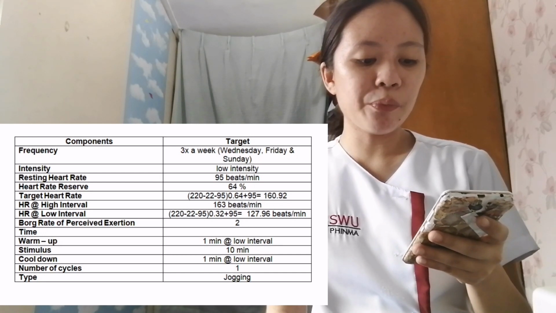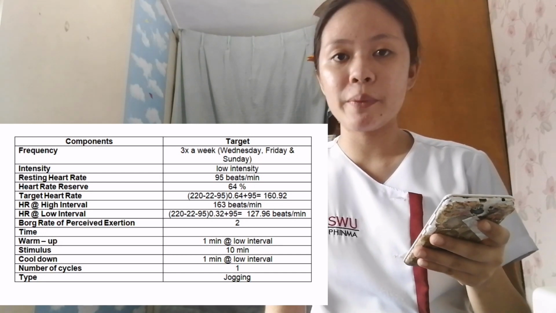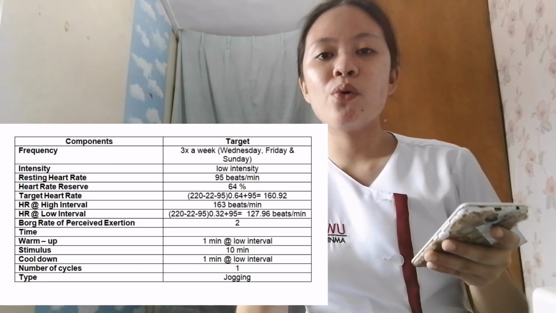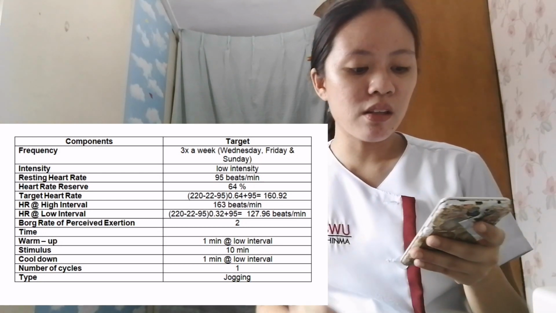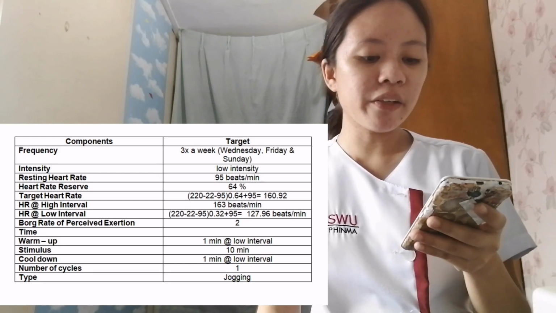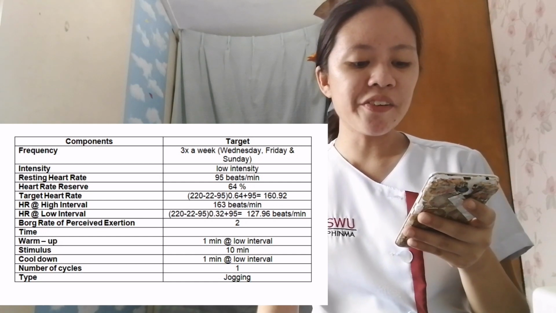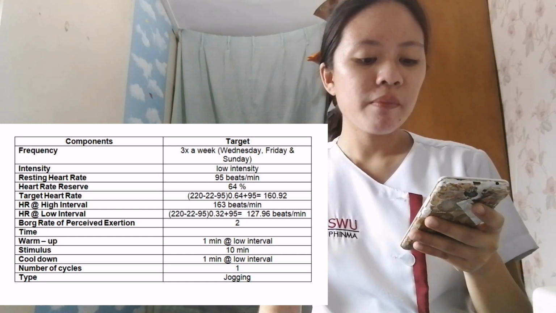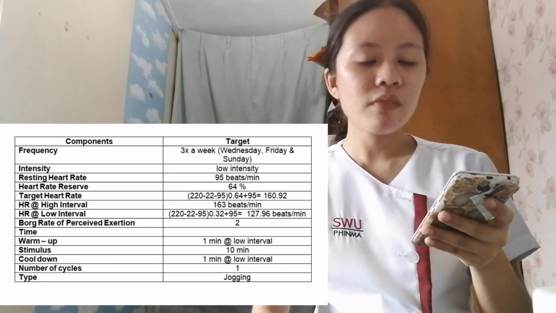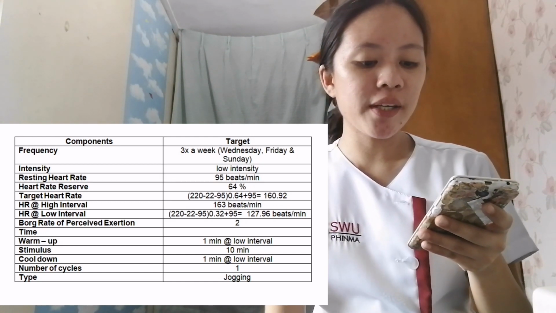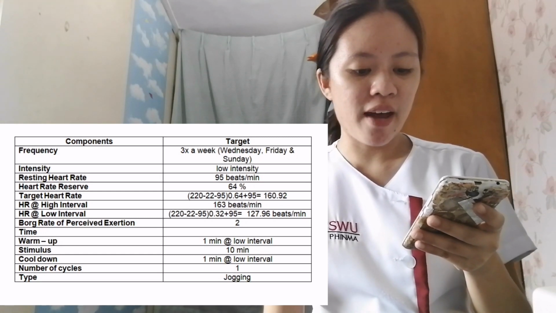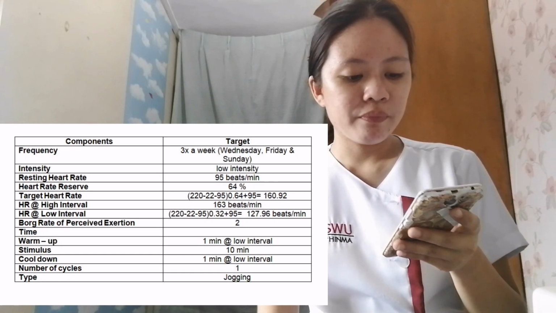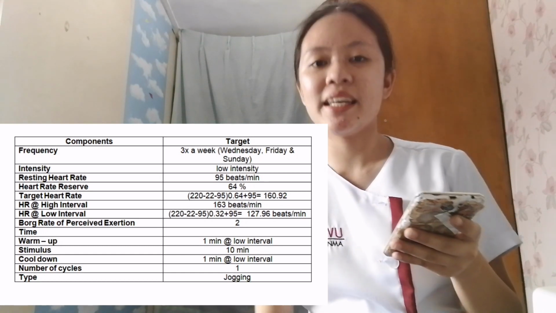My client's heart rate reserve is 64%, since my patient belongs to low intensity, so that's the equivalent of the heart rate reserve. The target heart rate is 220 minus 22 minus 95, multiplied by 0.64, plus 95. So that is the target heart rate of my patient, of my client.